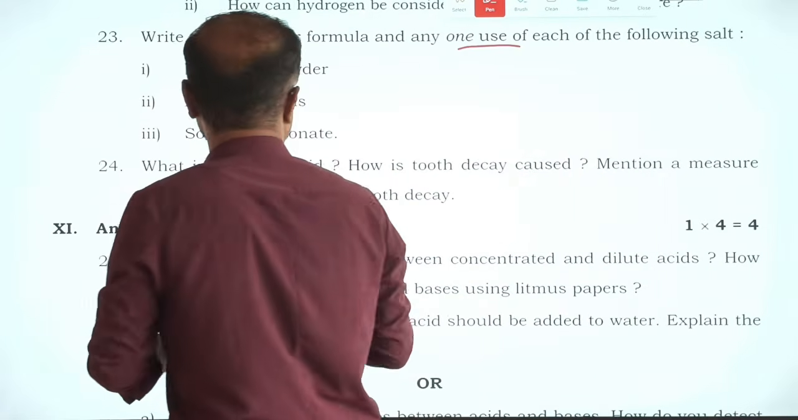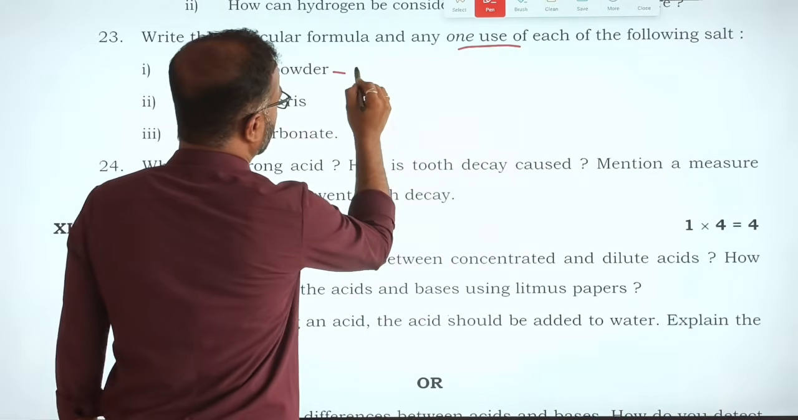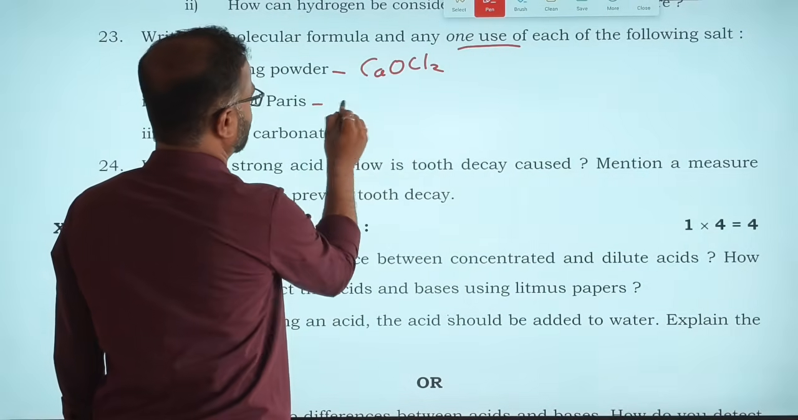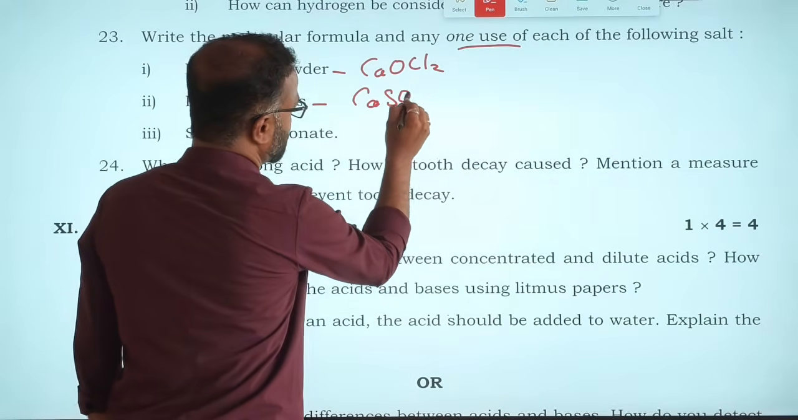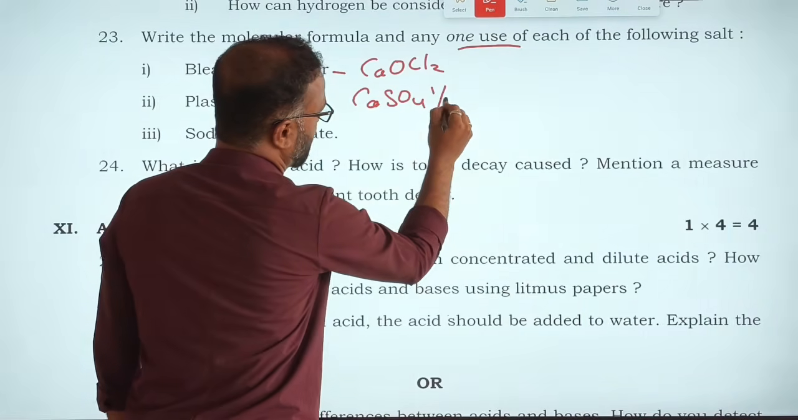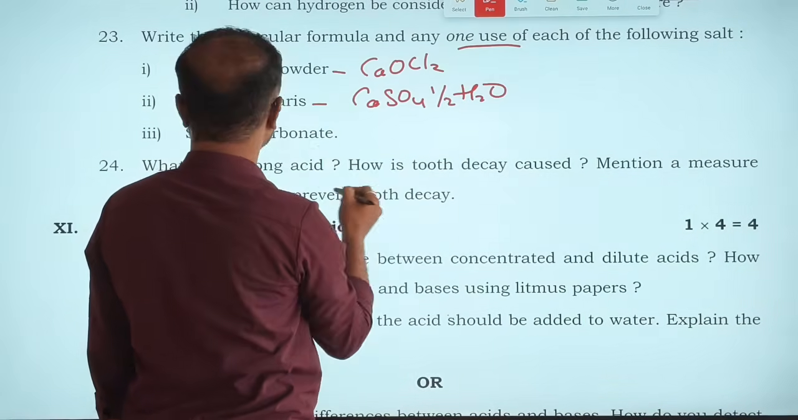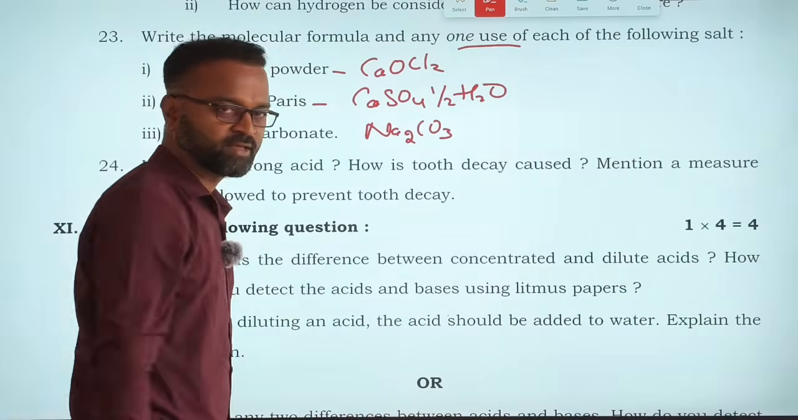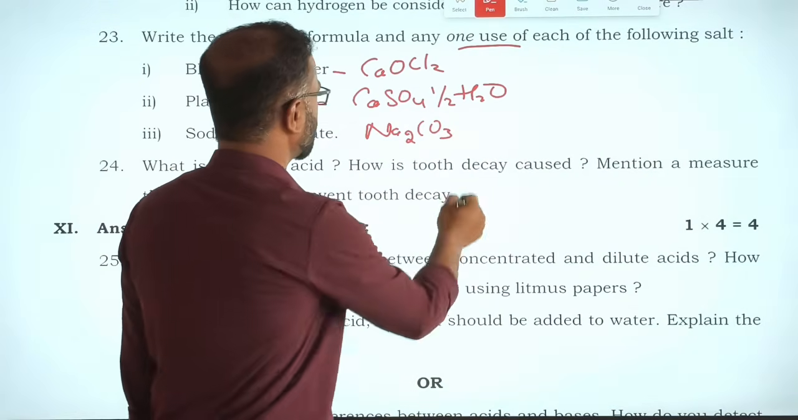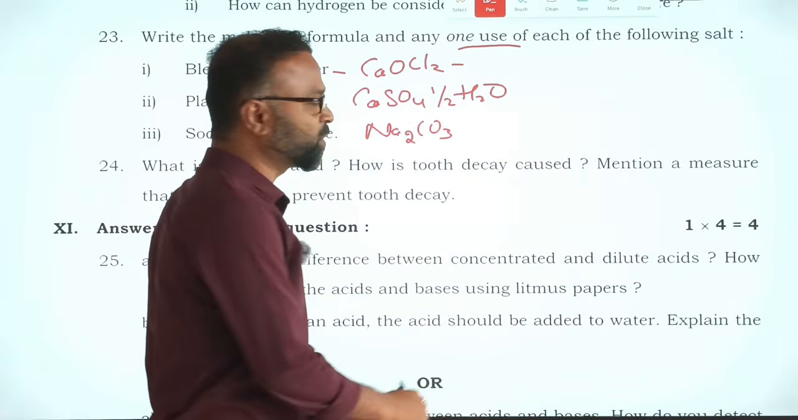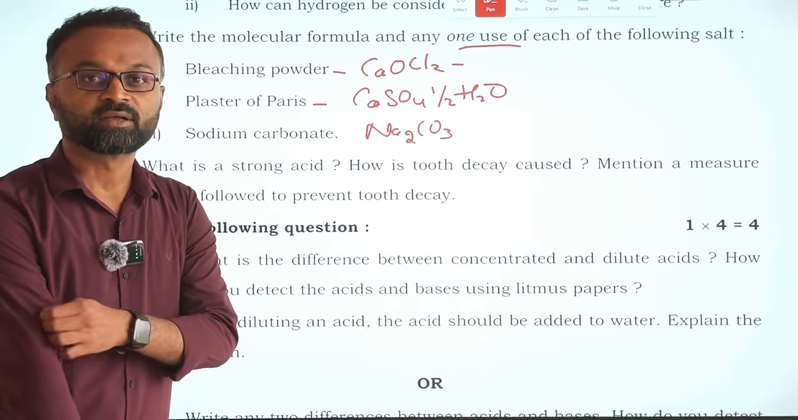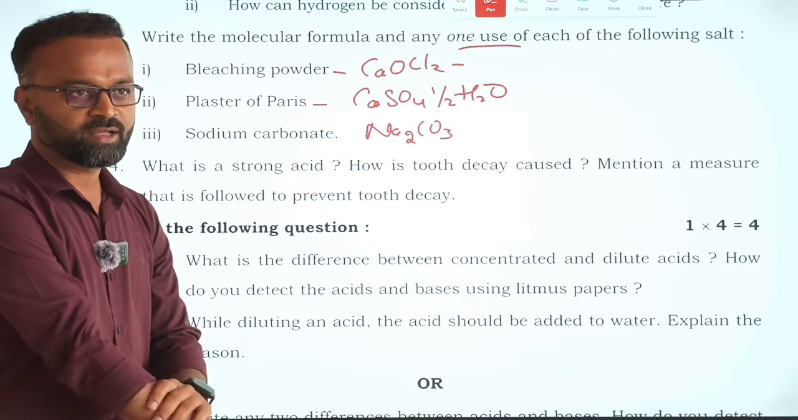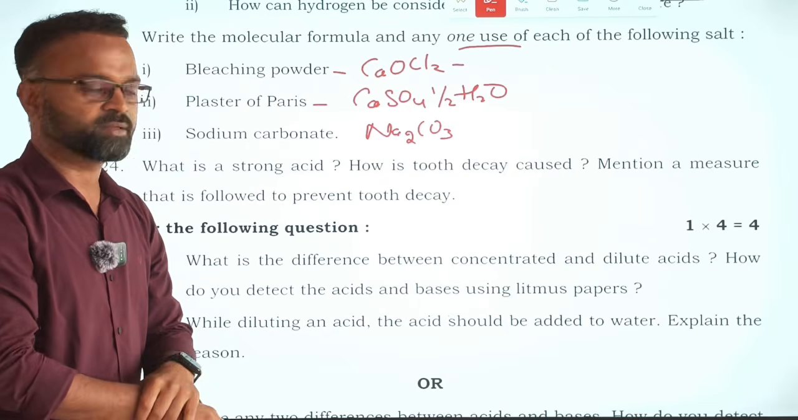Very simple. Now say bleaching powder, molecular formula CaOCl2, calcium oxychloride. Plaster of Paris, CaSO4 hemihydrate, H2O. Then sodium carbonate, Na2CO3. Now the use. Bleaching powder is used in what? In paper and soap making.